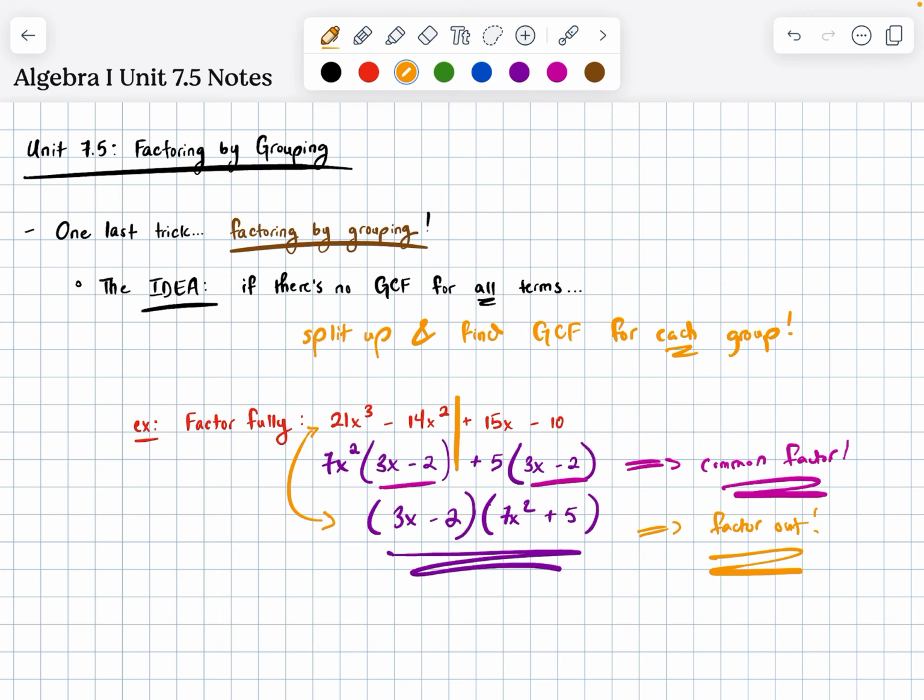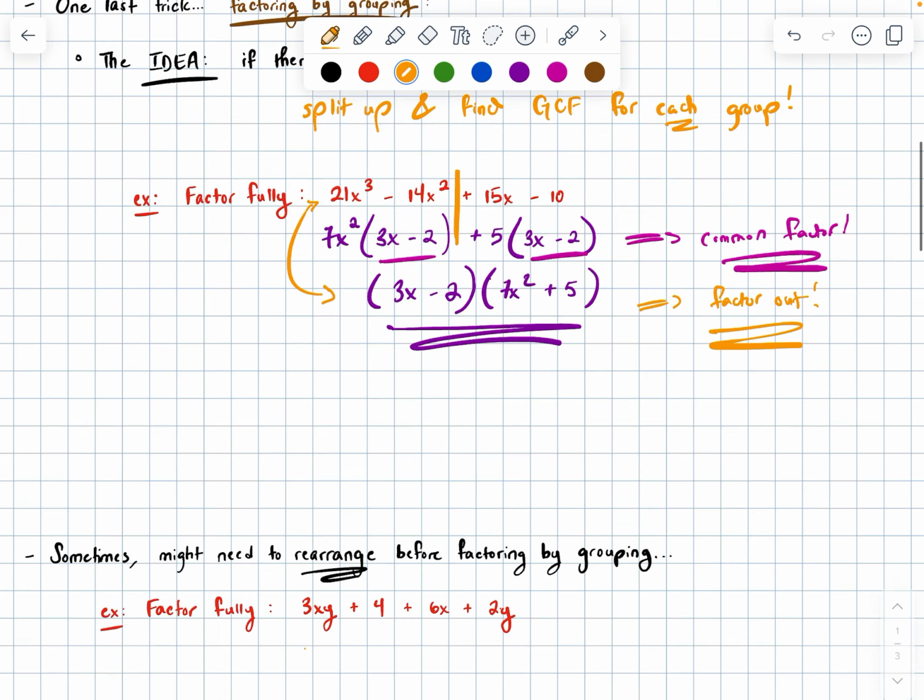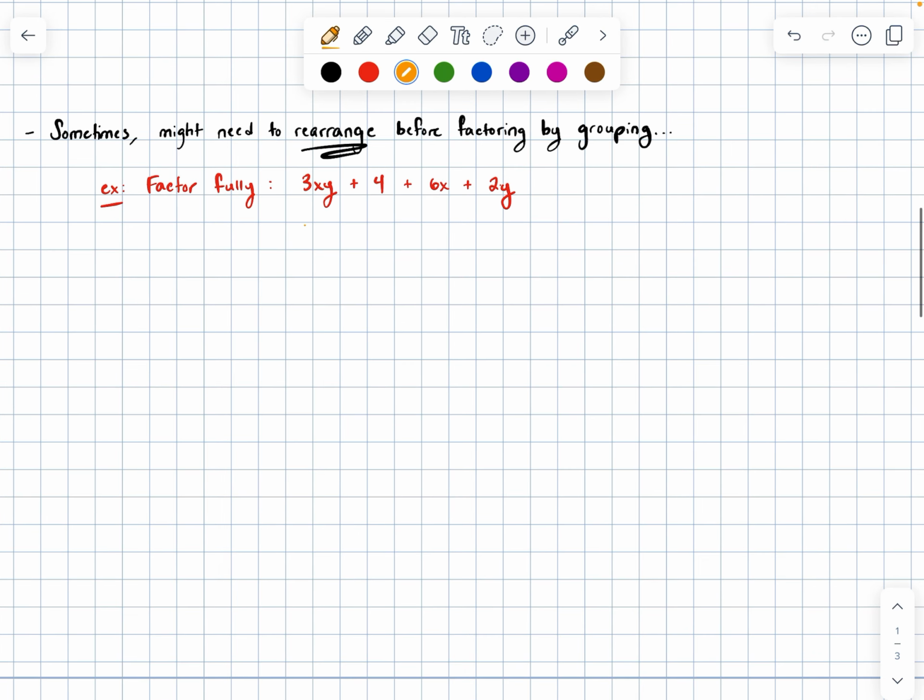Cool! So, factoring by grouping, I want to break it up in half, take the GCF of each half, find that there is a common factor in both of my halves, and factor that out using the distributive property. The only weird thing that might happen is that sometimes I might need to do a little bit of rearranging first. Take 3xy plus 4 plus 6x plus 2y.